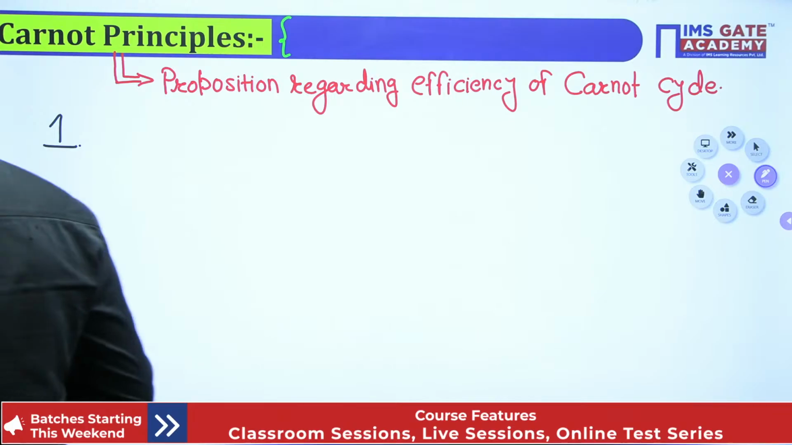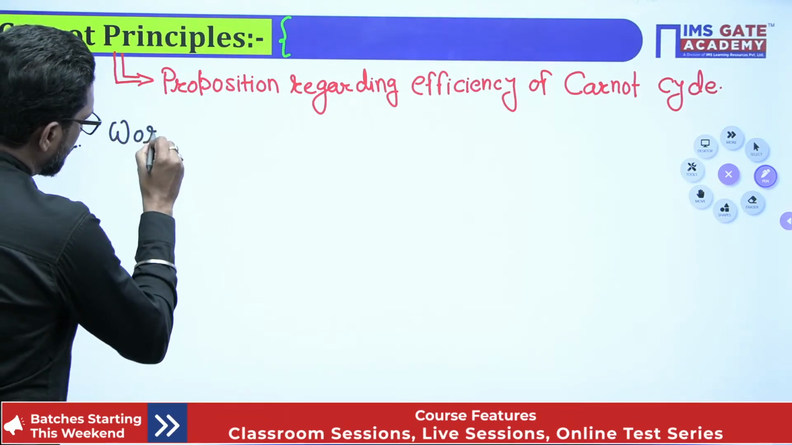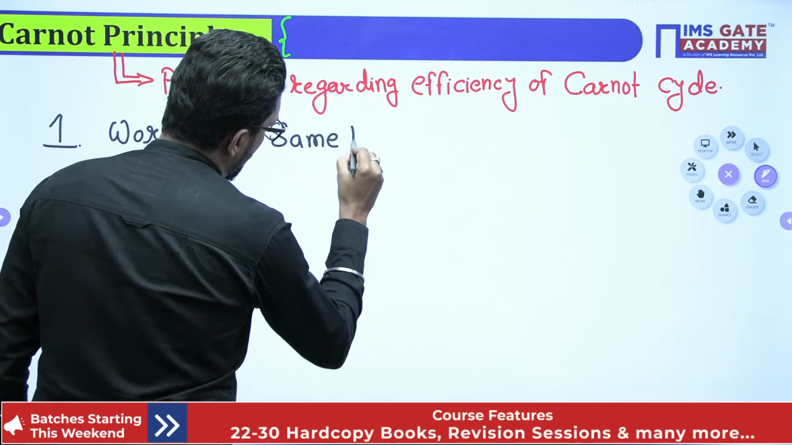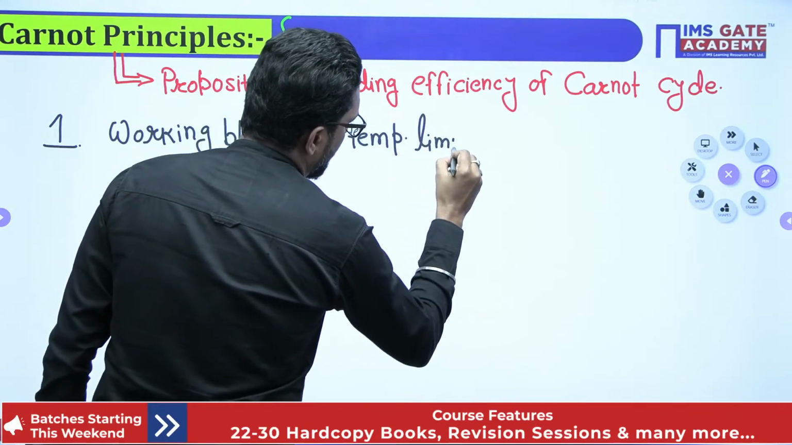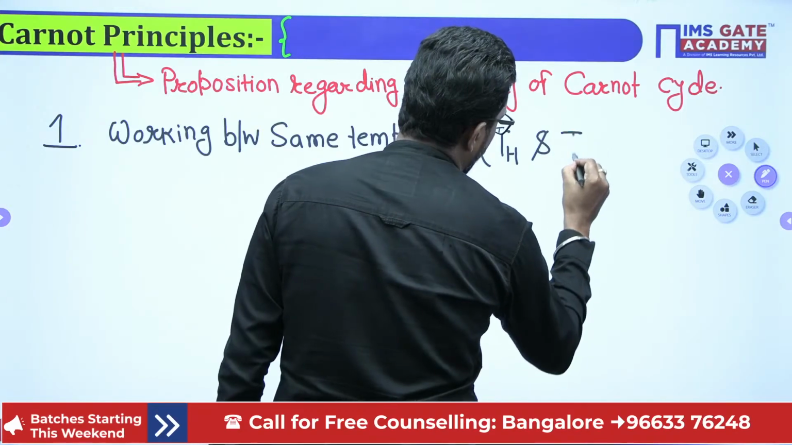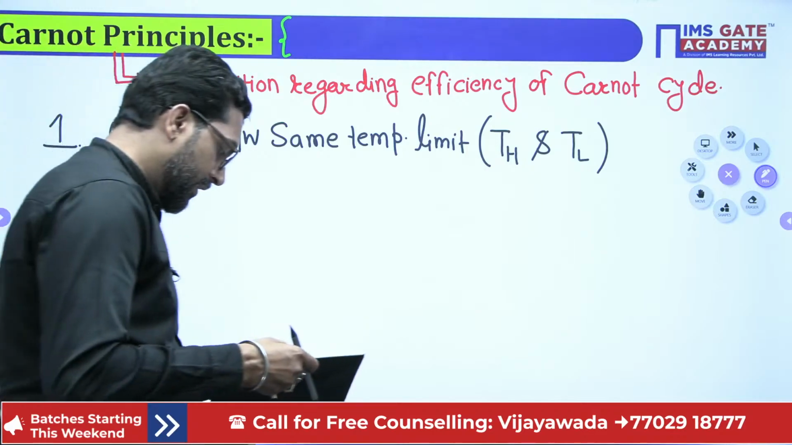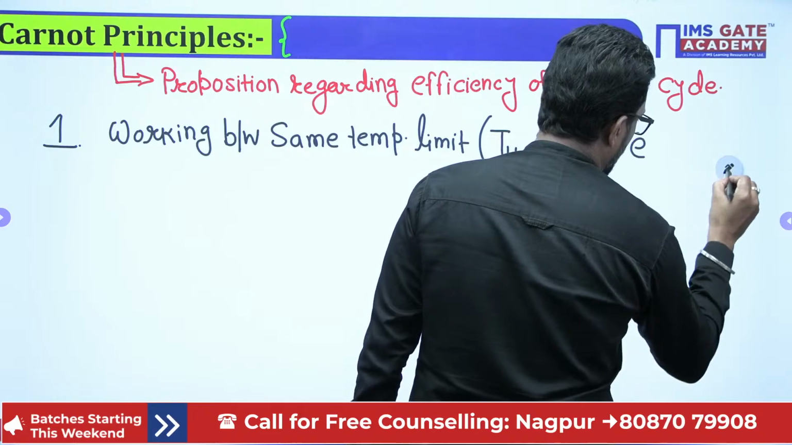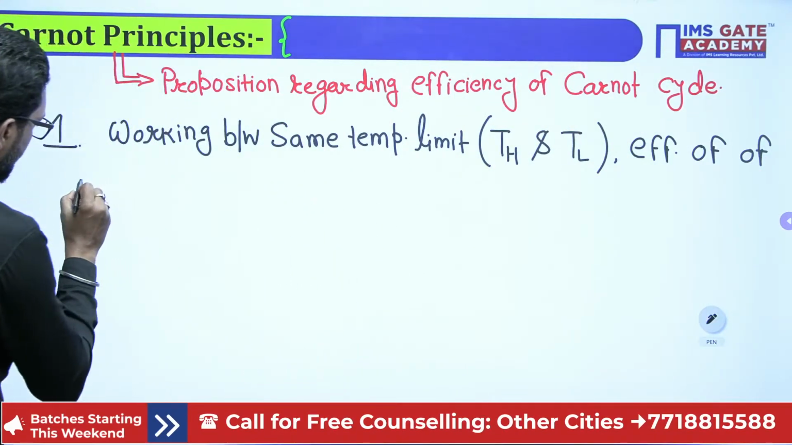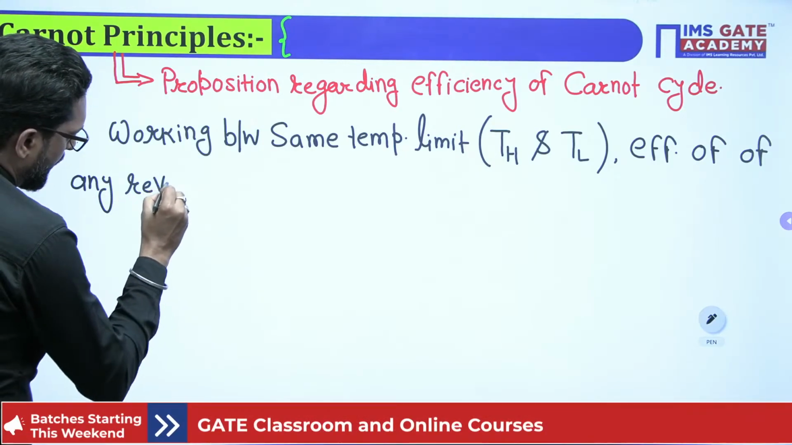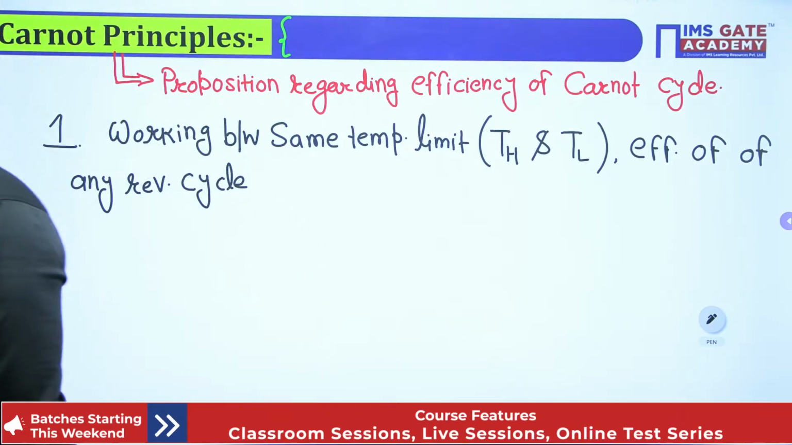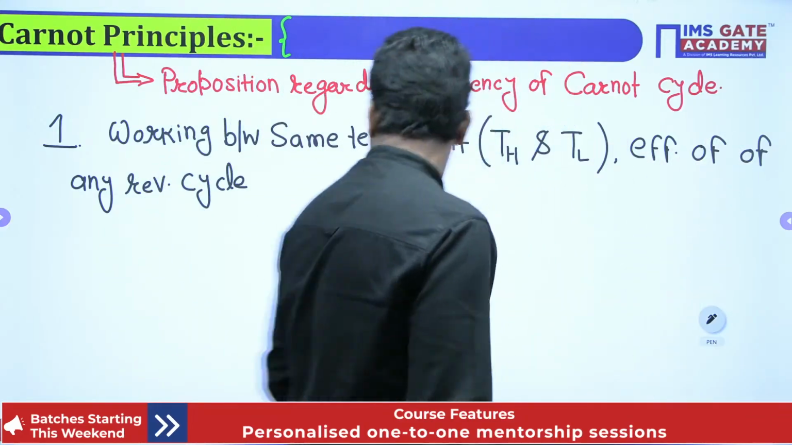The first principle is that for cycles working between the same temperature limit, that means between TH, the high temperature, and TL, the efficiency of any reversible cycle is the same.